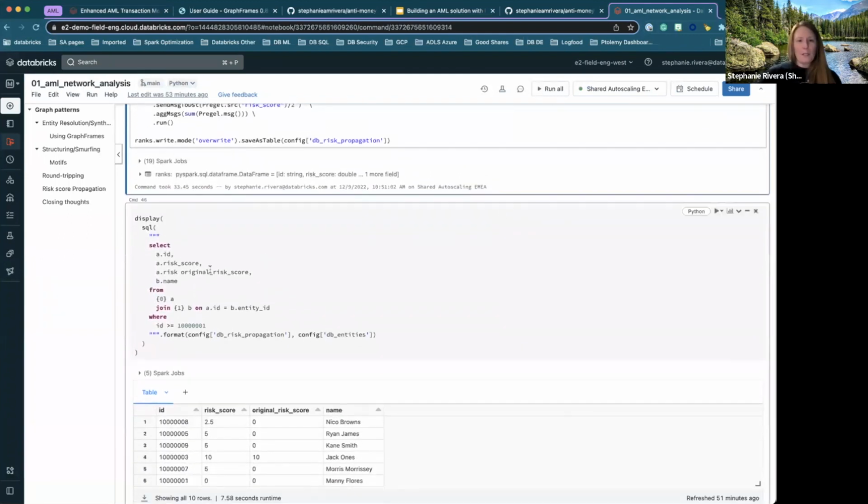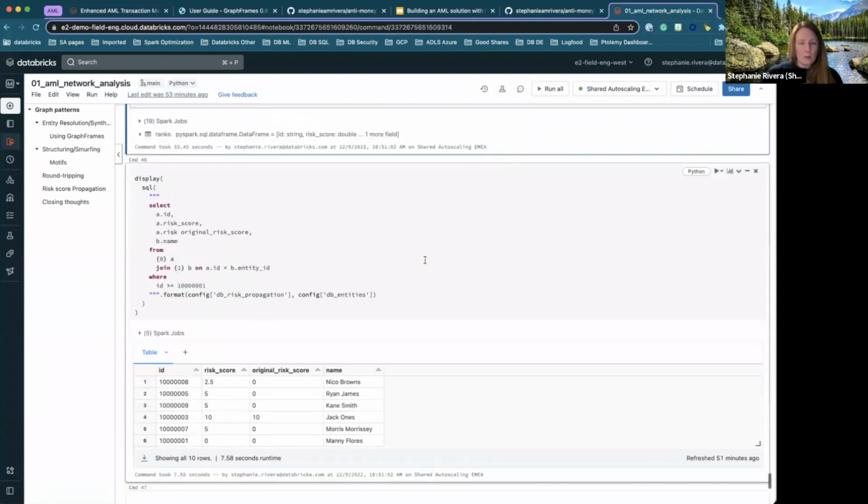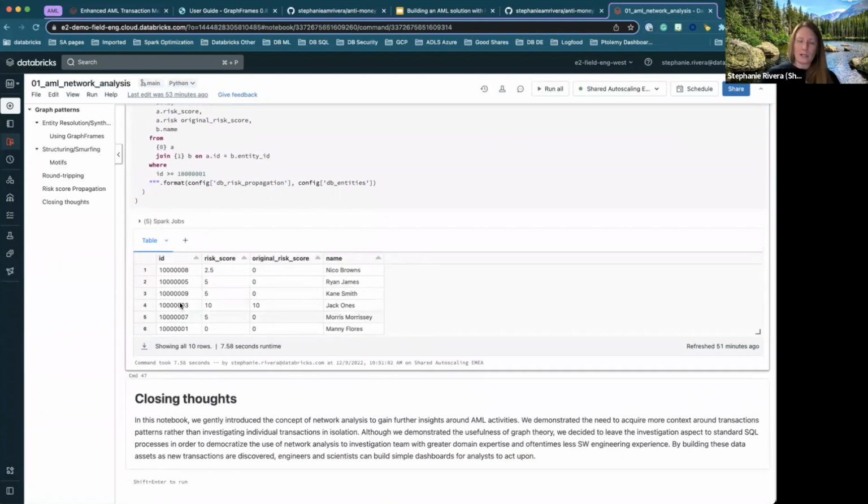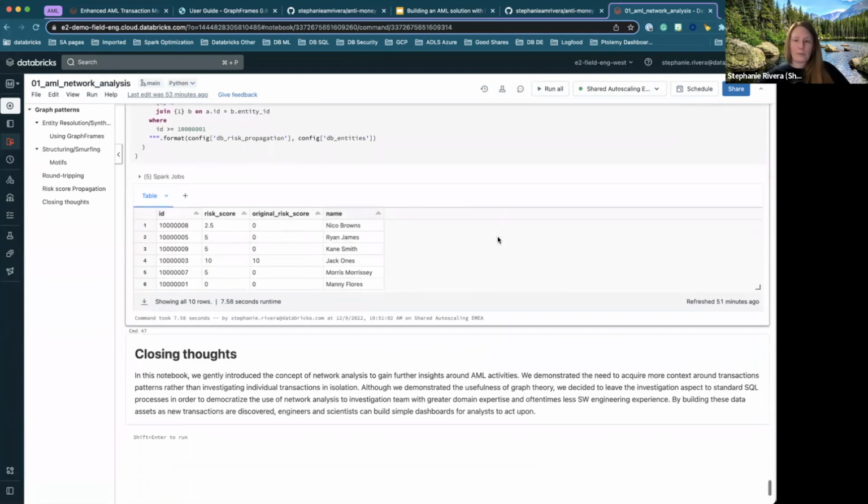And then we're just going to take a look at that. So here we're just taking a specific look at an example. You can see that each of these now have their own risk score. And so that'll be based off of how close they are to the originally identified individual.